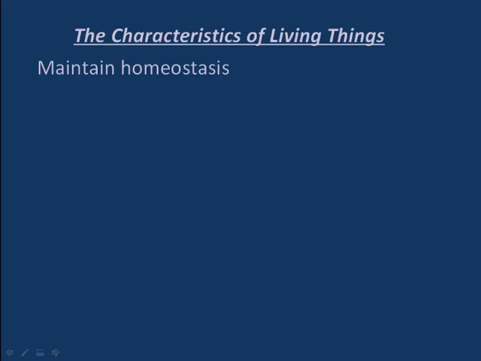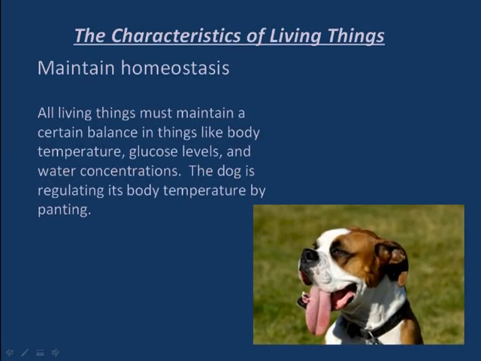Homeostasis. In a single word, homeostasis means balance. All living things must maintain a certain balance in things like body temperature, glucose levels, water concentrations. The dog that you see pictured here is regulating its body temperature by panting. Panting allows for something known as evaporative cooling. As the moisture from the dog's mouth evaporates, it carries heat energy away from the dog, thus cooling the dog.